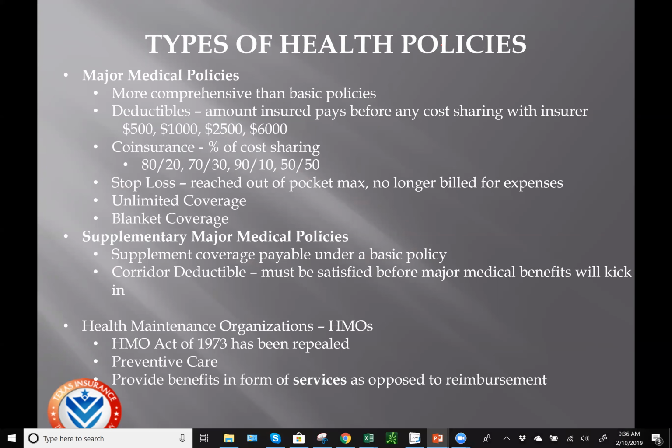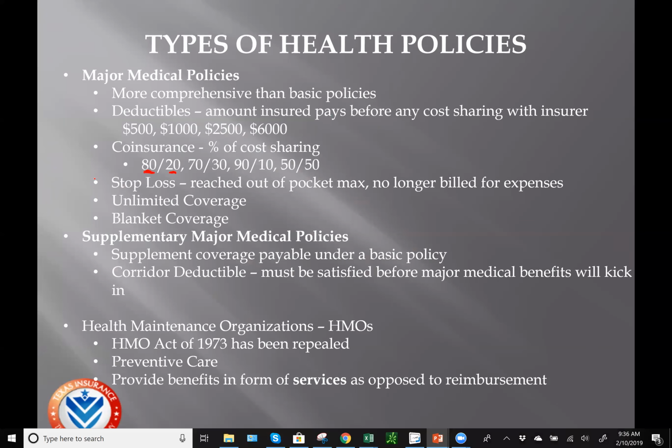So after you've met your deductible, and this is important for your test if you're unclear on how this all works. First, you've met your deductible. Then let's say you have 80-20 on your coinsurance, which means the insurance company is going to pick up 80% of your expenses after the deductible. You are going to have to only pay 20% after the deductible. So the insurance company is the number on the left. You are the number on the right as far as the percentage of expenses that are paid after the deductible has been met.